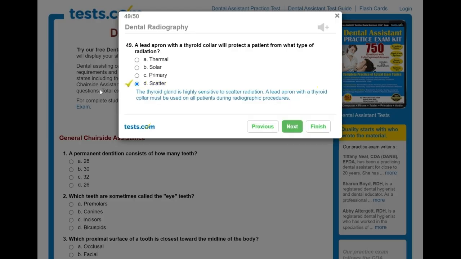D. Scatter. The thyroid gland is highly sensitive to scatter radiation. A lead apron with a thyroid collar must be used on all patients during radiographic procedures.